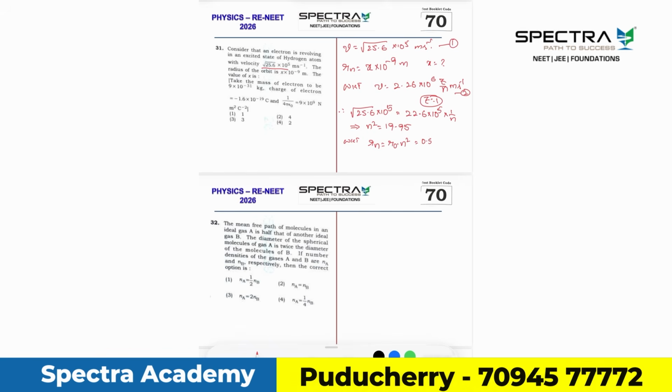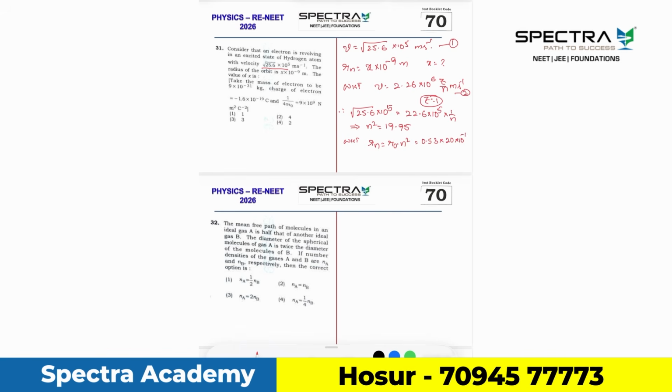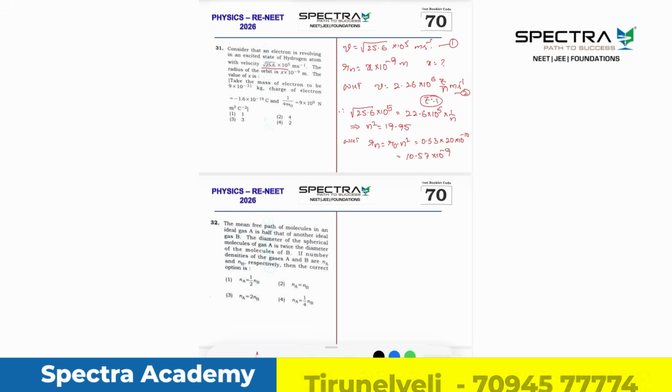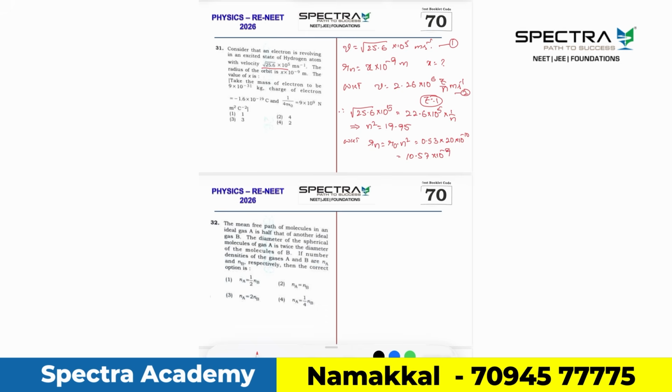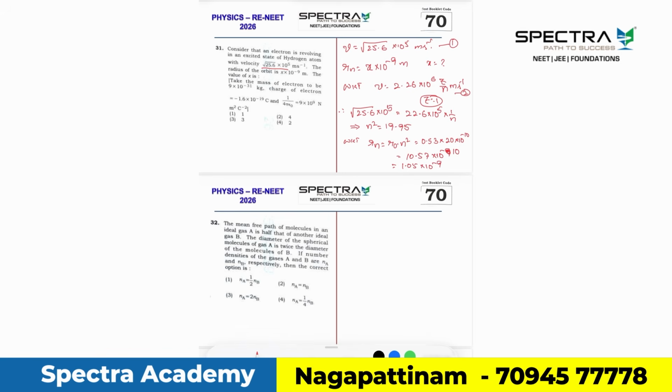Therefore you can say 0.53 into approximately 20, so into 10 to the power of minus 10. So whenever we do simplification, you will get it as 10.57 into 10 to the power of minus 9 minus... it is minus 10, but we are writing in terms of power minus 9, so we can write it as 1.05 into 10 to the power of minus 9 meter.